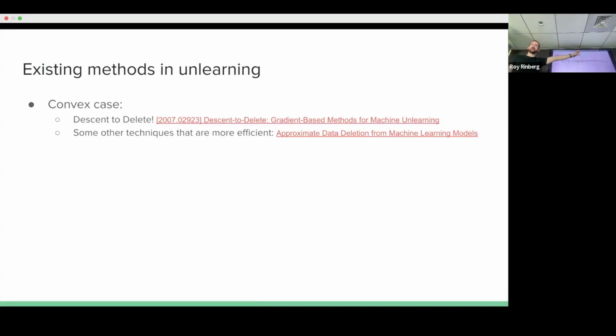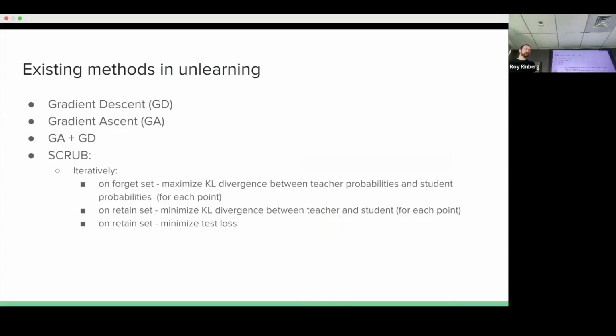In the convex setting, it's not solved, but it's kind of solved. I would point to these two specific papers. There's Descent to Delete, which basically says that if you take your model and just do gradient descent for long enough on the retained set, it'll just forget the other stuff. There are a couple more caveats, but it's nice. You can get a theory bound on this because it's convex, and it will just go to the bottom. There are ways to do this more efficiently, but let's talk about the more interesting case.